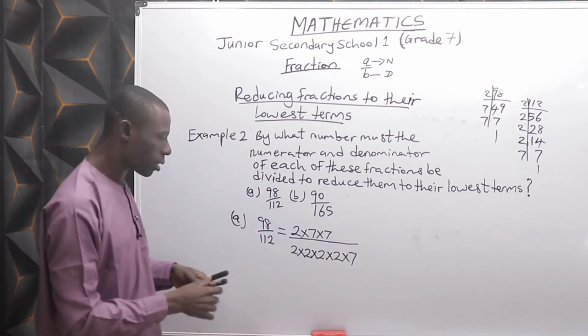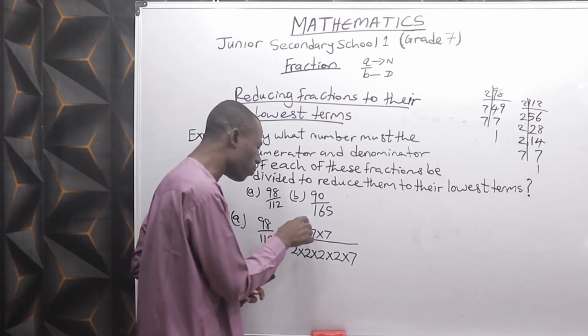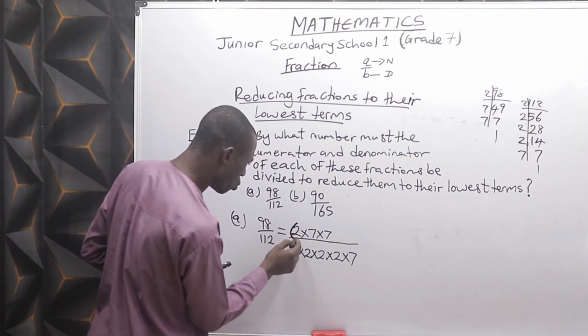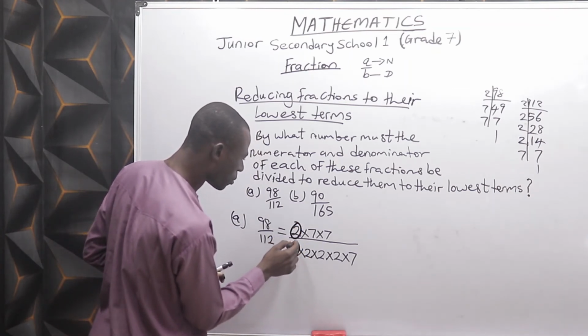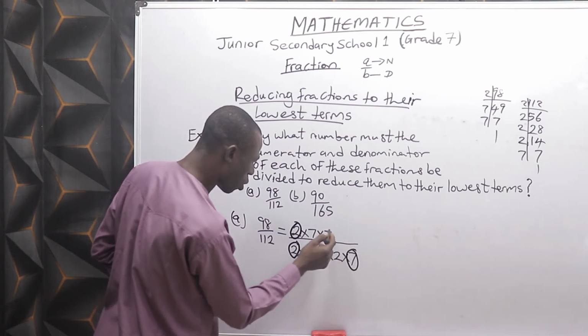So what you must take note of here is what is or are the common factors to both the numerator and the denominator. Look at it. 2 is common to them. 7 is common to them.